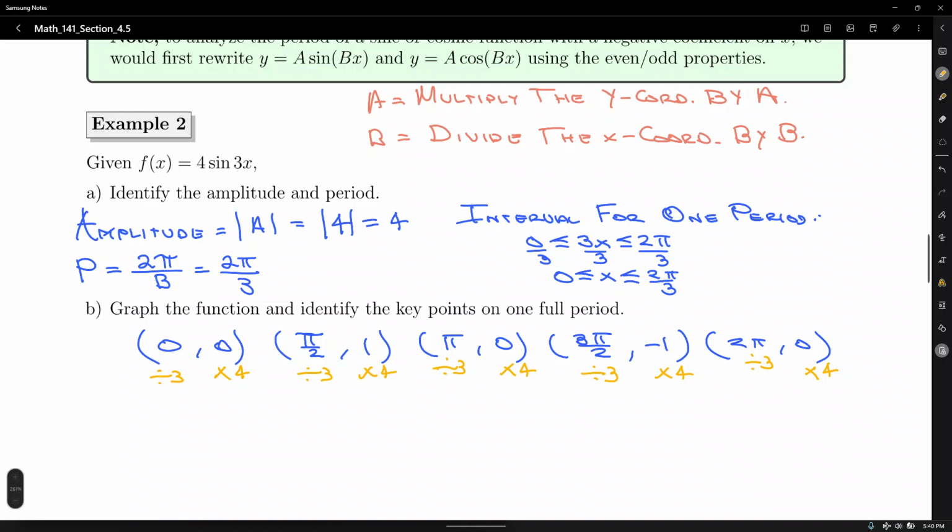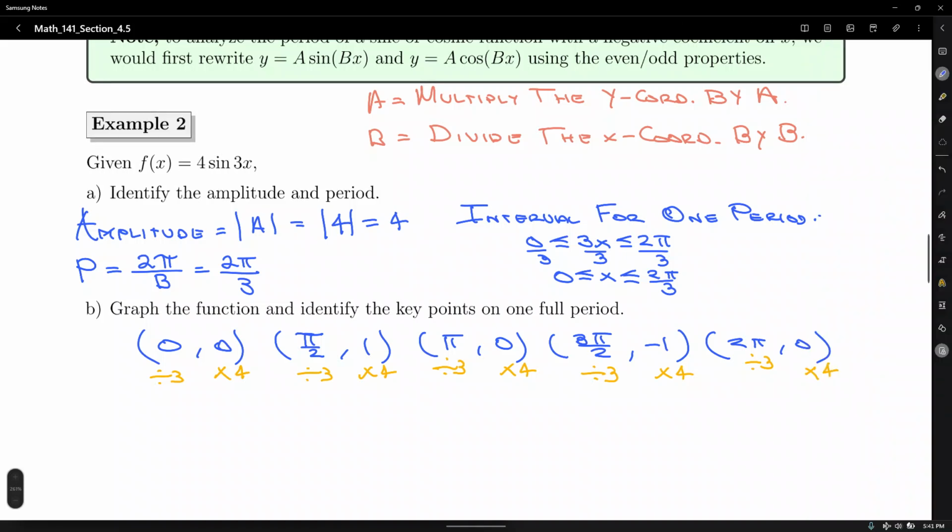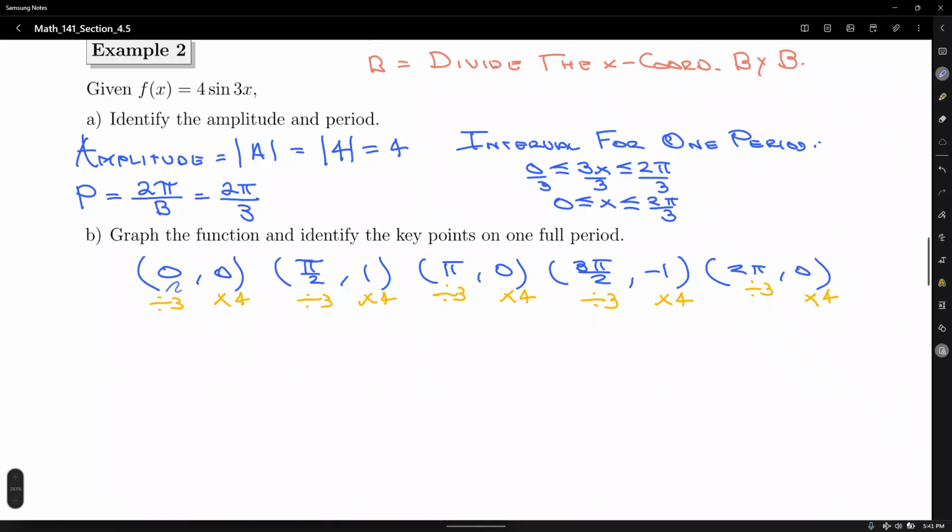All right, so I'm going to come up with a new set of points based on the operations I did here. 0 divided by 3 is still 0, and 0 times 4 is still 0. Pi over 2 divided by 3 is the same as multiplying by a third, which equals pi over 6. 1 times 4 equals 4. Pi divided by 3 is pi over 3, comma 0 times 4, which is 0.